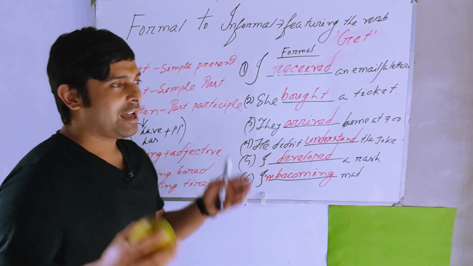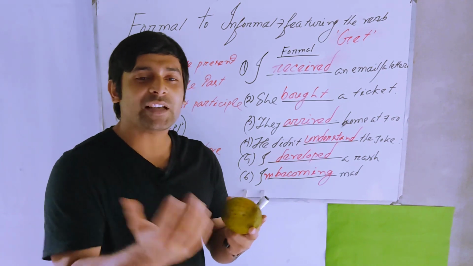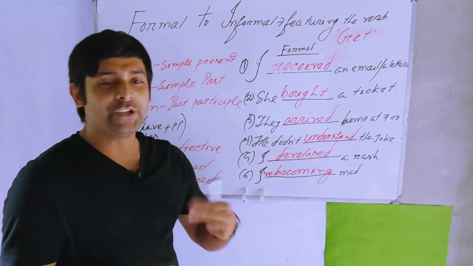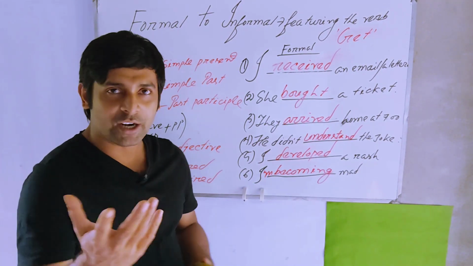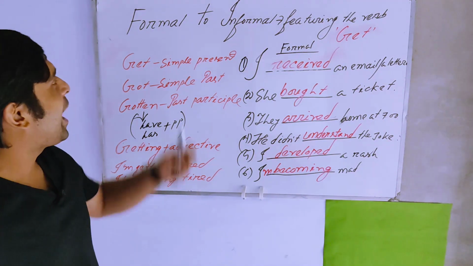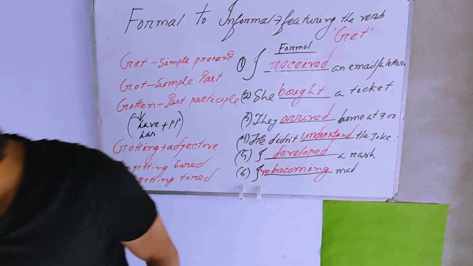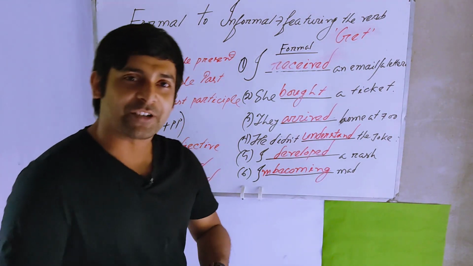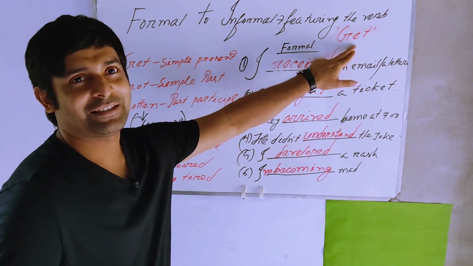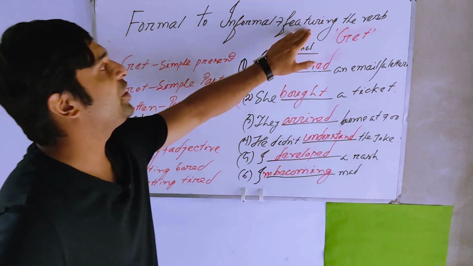Actually, a lot of people ask me more than once about this matter, and they ask me about very formal English, changing their formal vocabulary into less formal or informal. So let's look at the whiteboard. Right now I have written here formal to informal. Of course I have written here, I got a mango. How do native speakers say this sentence, especially featuring the verb get? I think you got the point. Formal to informal featuring the verb get.